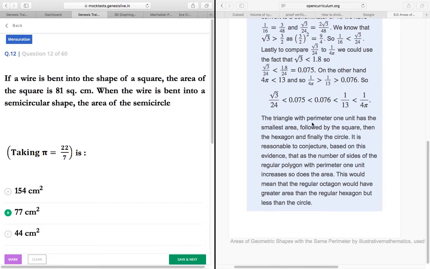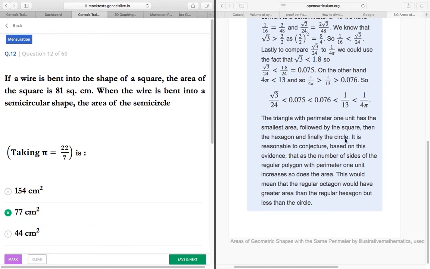The triangle with perimeter 1 unit. Here they have assumed the perimeter as 1 unit, and then they have deduced it. But you can go with any perimeter, as long as it is the same for all the geometrical shapes. So the triangle with the same perimeter has the smallest area, followed by square, then hexagon, finally circle. So that's the observation, that's the result that they have got.